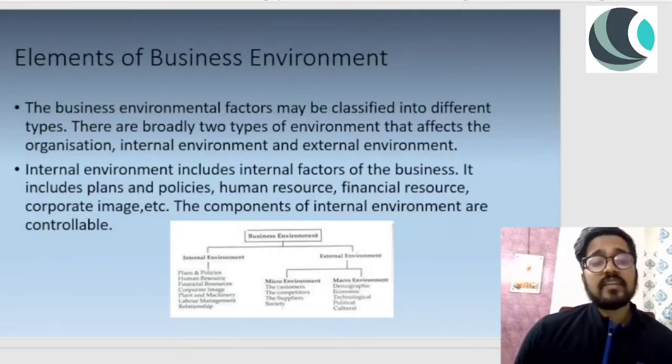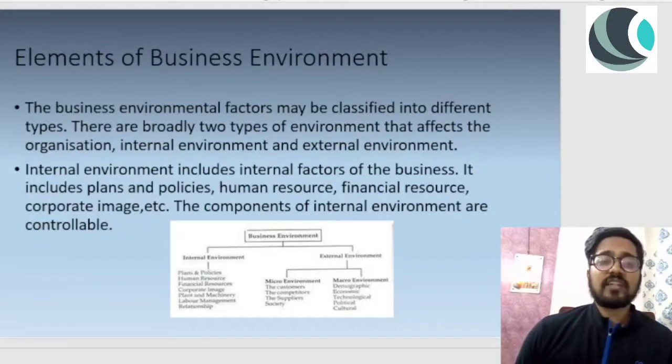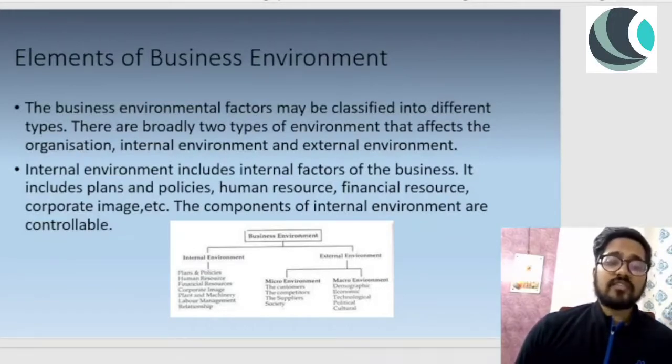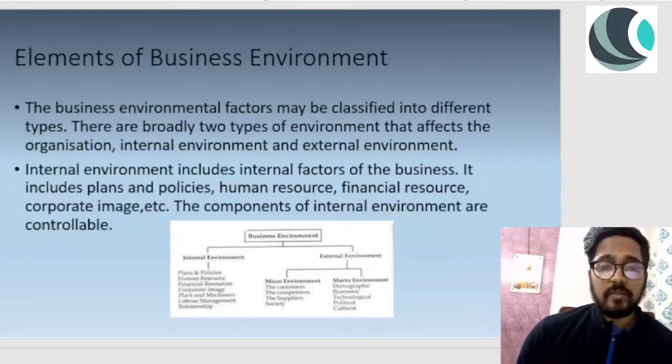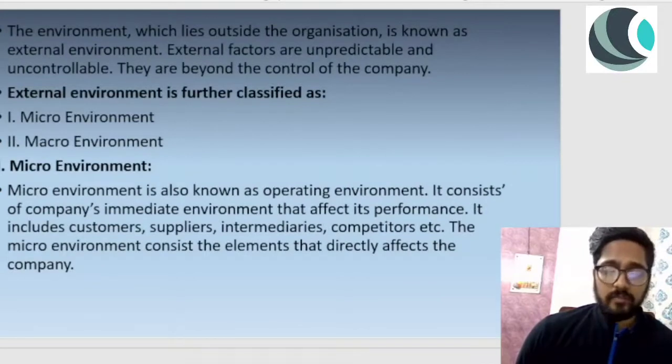Because these are within the hands of the organization. These are the factors which the organization, which the business, can easily handle, right? So this is about the internal environment. Next up, we'll talk about the external environment.